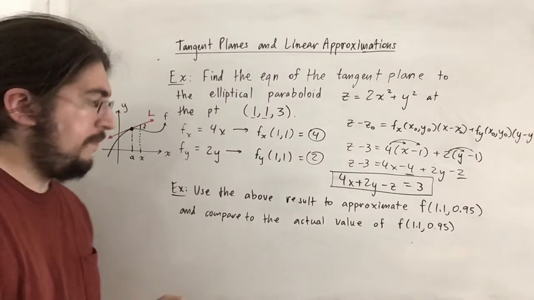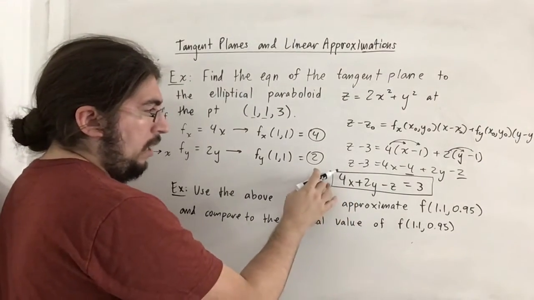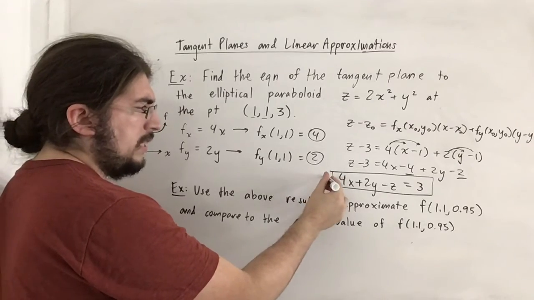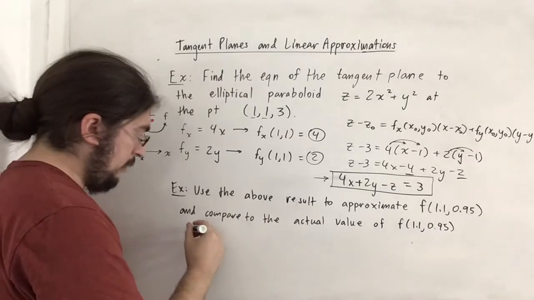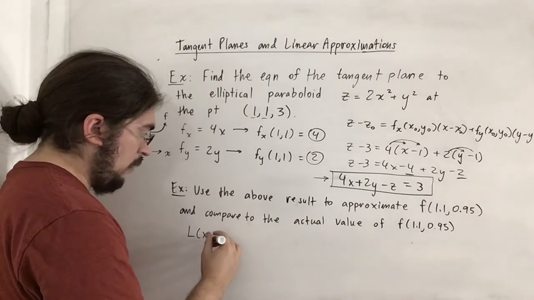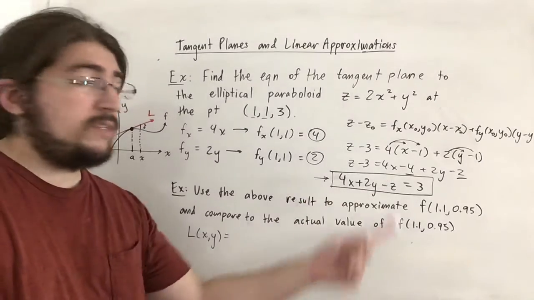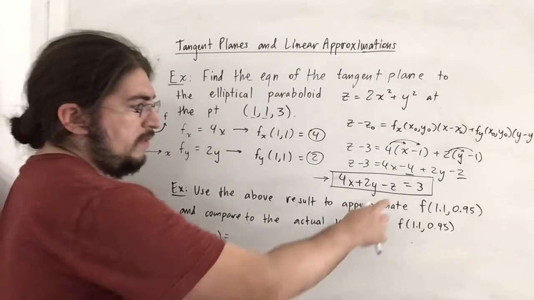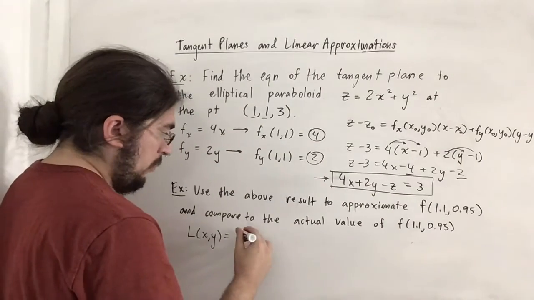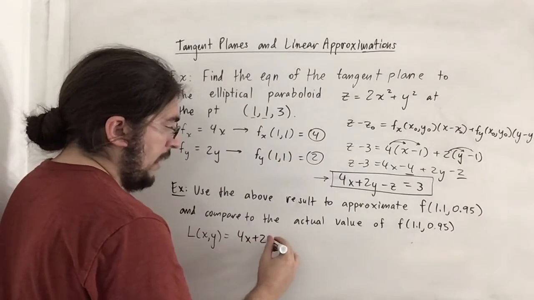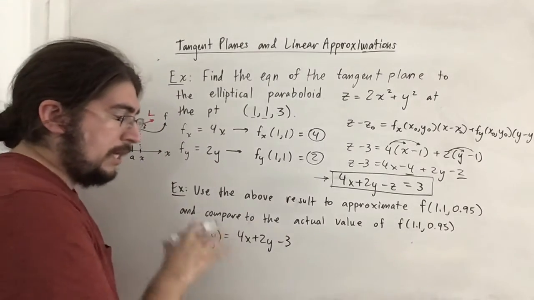So let's compare them. If we plug those into our L function, so our function now is going to be L of x comma y. That's the linear approximation function, and it's just solving for z in this equation. So notice if you just subtract 3 and add z to the other side, you'll get z is equal to 4x plus 2y minus 3. So I think that's a good place to start that approximation.